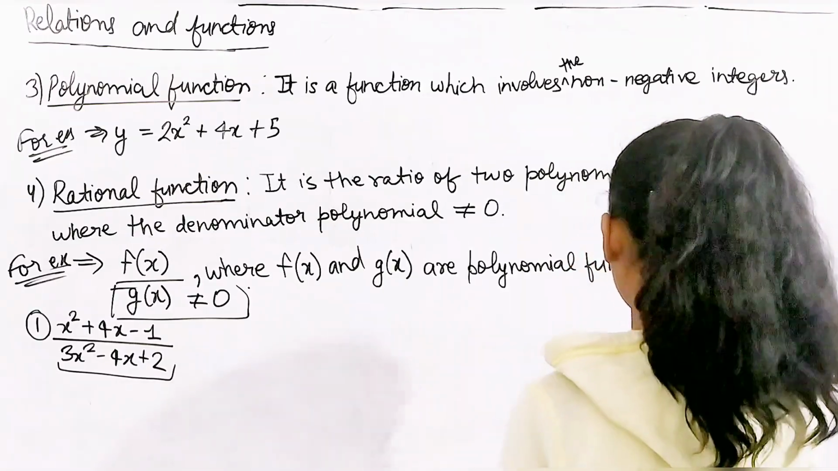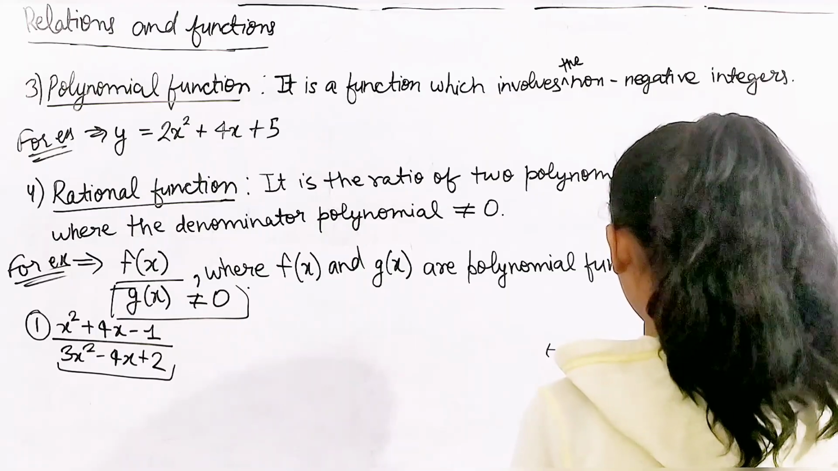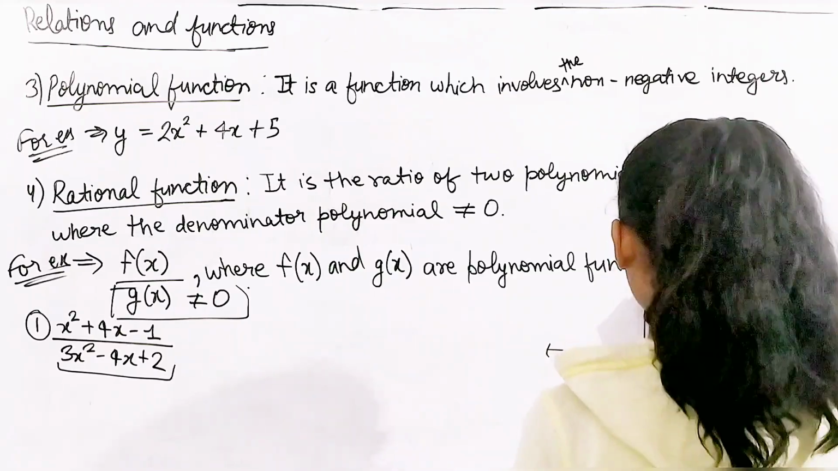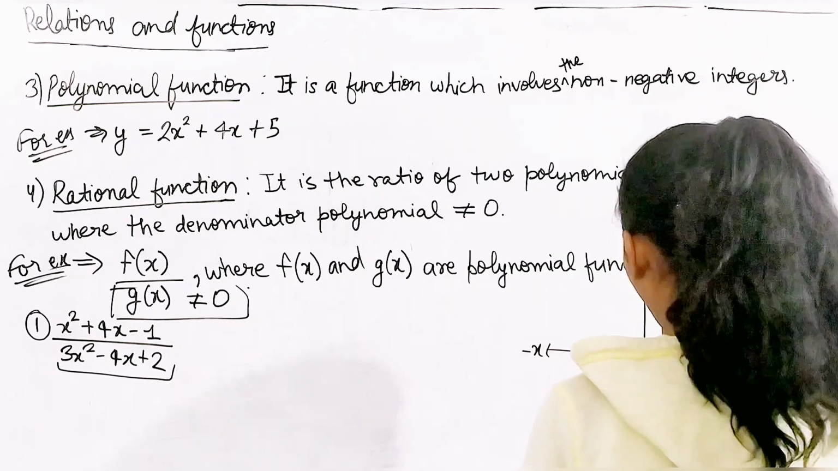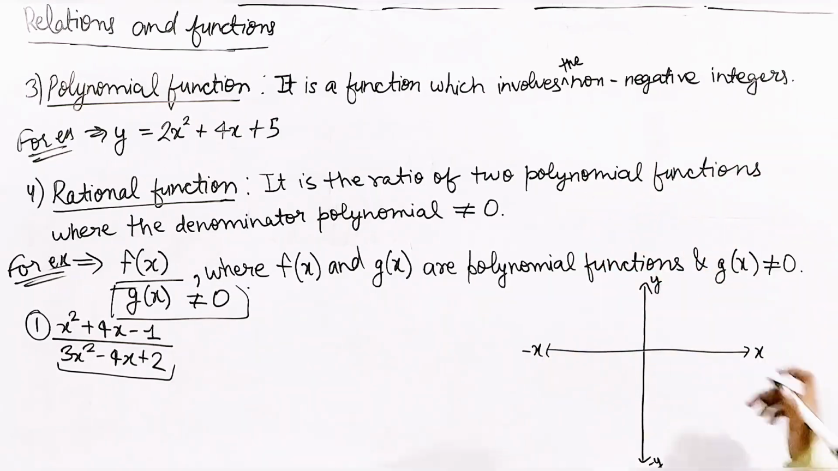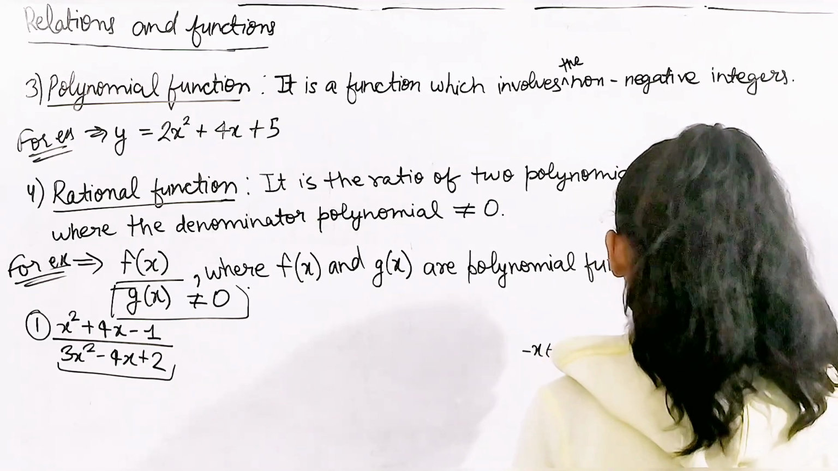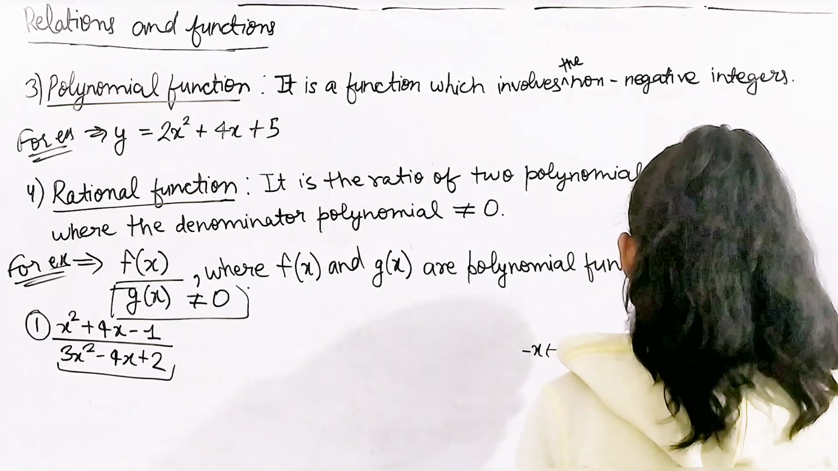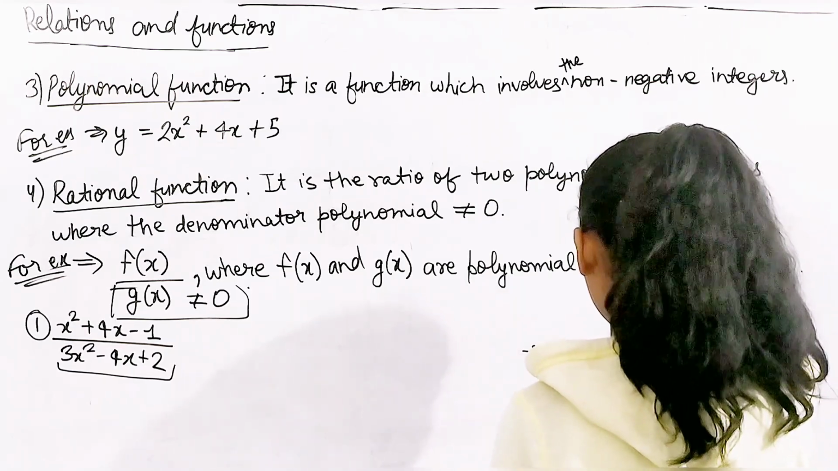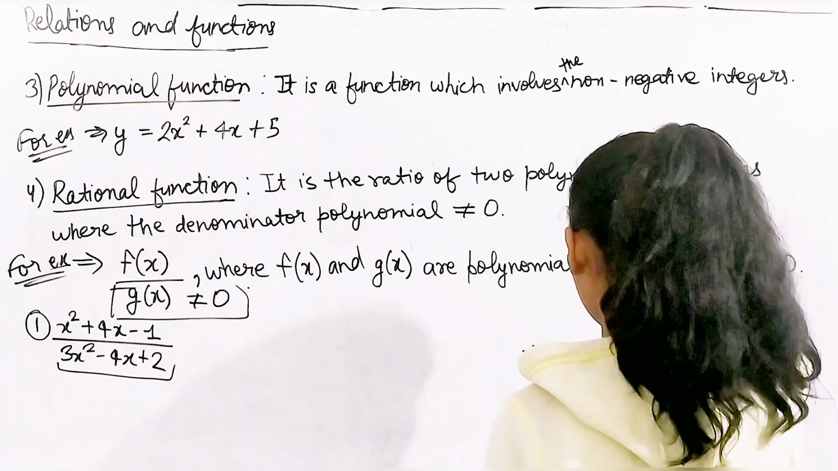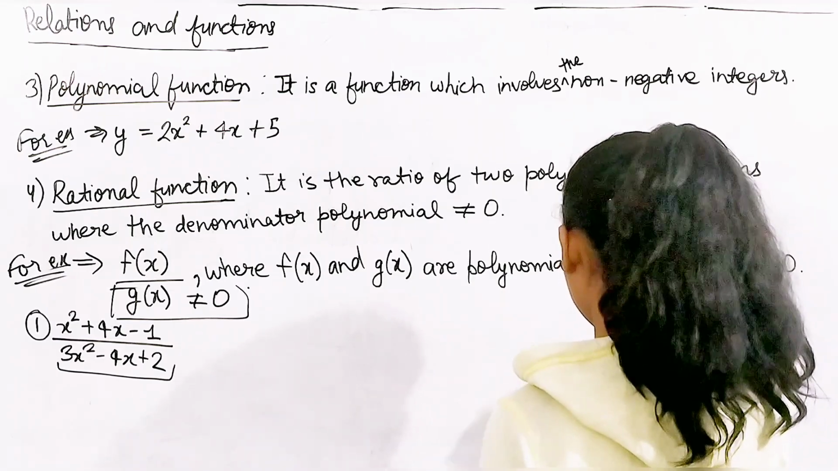Okay. A small graph where we're going to have x-axis, y-axis, negative x, and negative y. Okay? 1, 2, 3, 4, 5. Here 1, negative 2, negative 3, negative 4, negative 5.